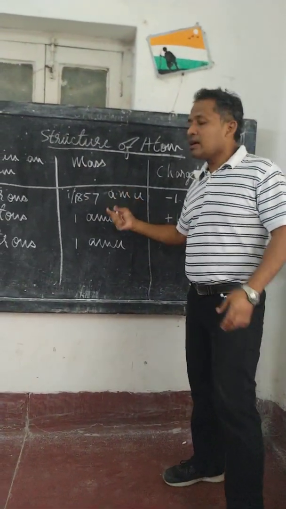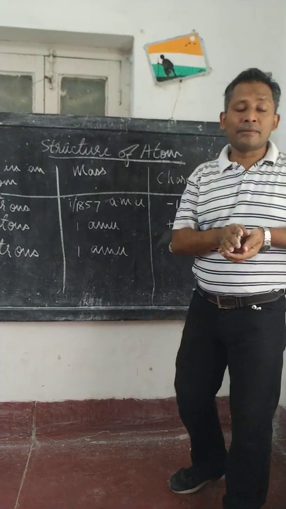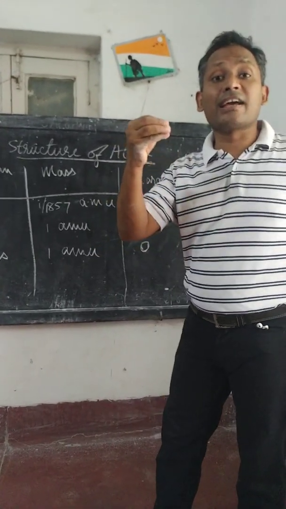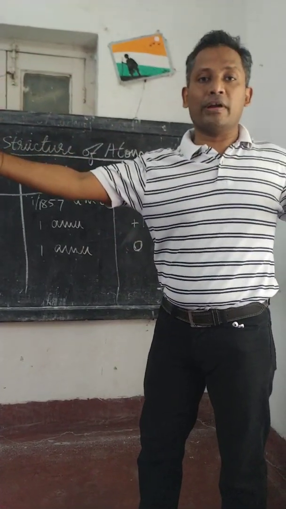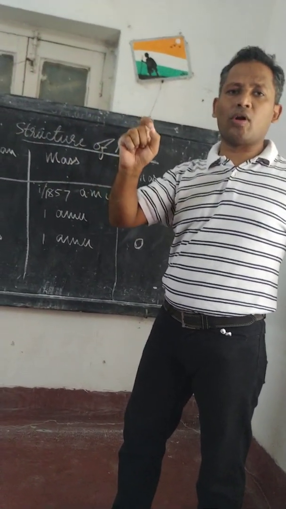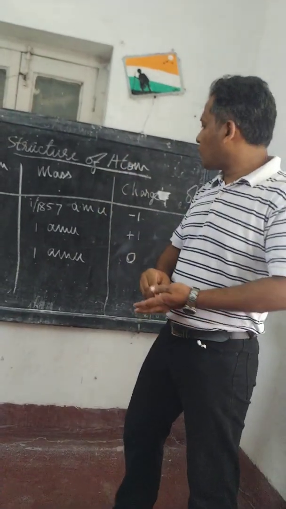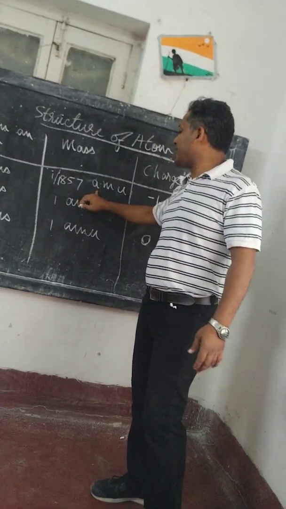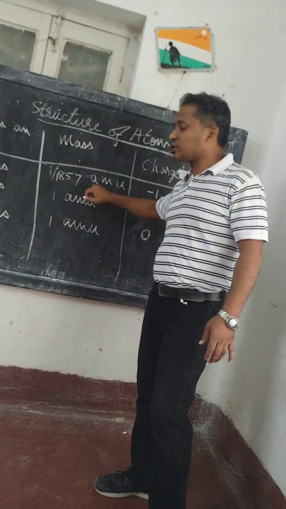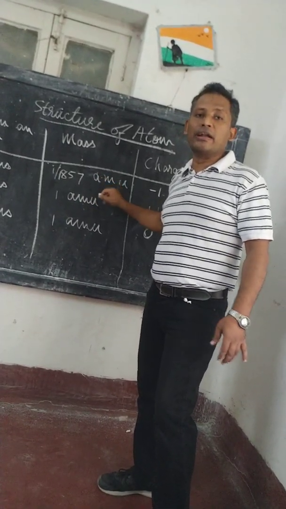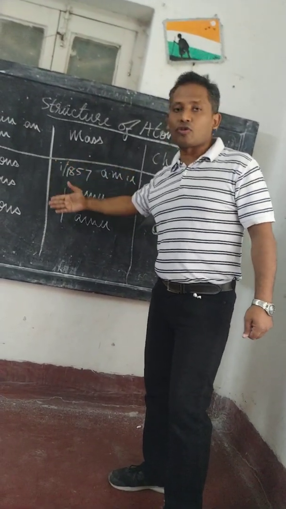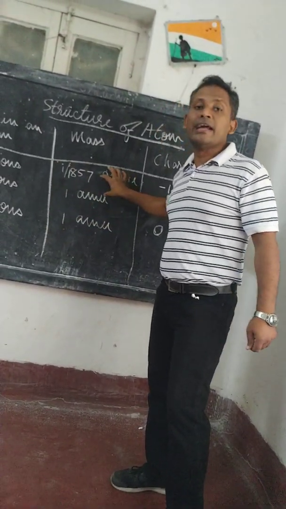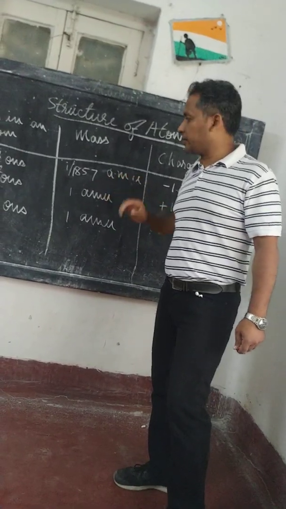In the same way, atoms are very small particles, and if we use units like gram to measure the mass of atom, gram will also become a very big unit. So because atoms are so small, we have a special unit for measuring the mass of atoms, which is called AMU, atomic mass unit. Because you measure the mass of atom and the mass of electron, proton and neutron in this unit, it is called atomic mass unit.